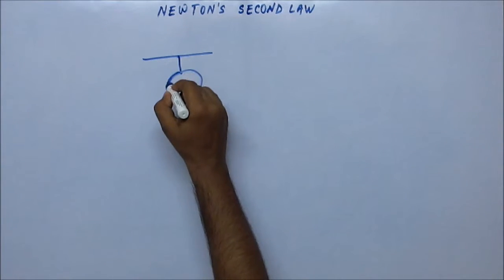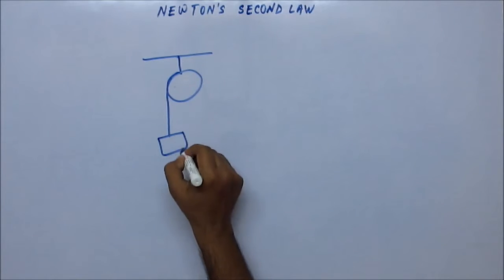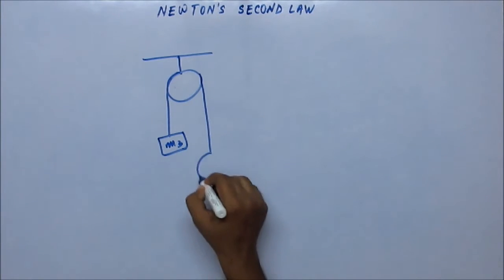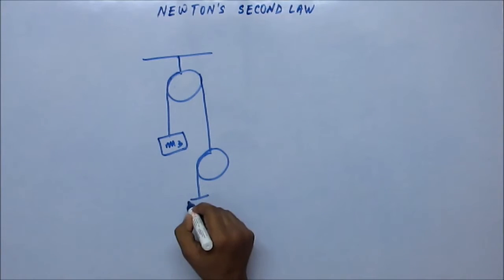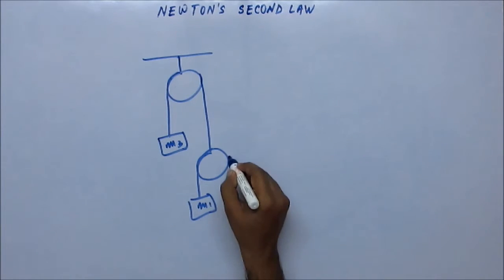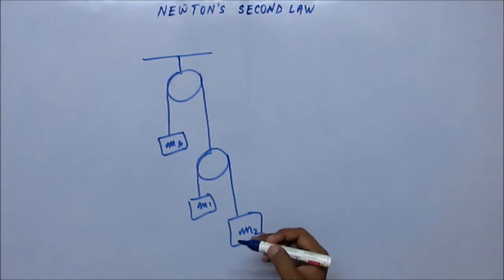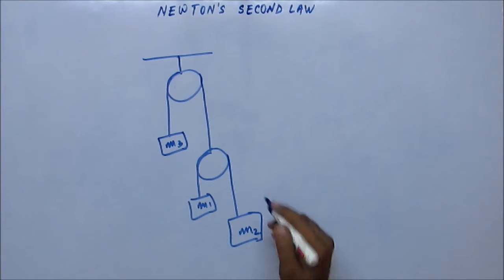This is a pulley. There's a mass hung from here. The mass is m3. There's another pulley, m1, from which masses m1 and m2 are hung.